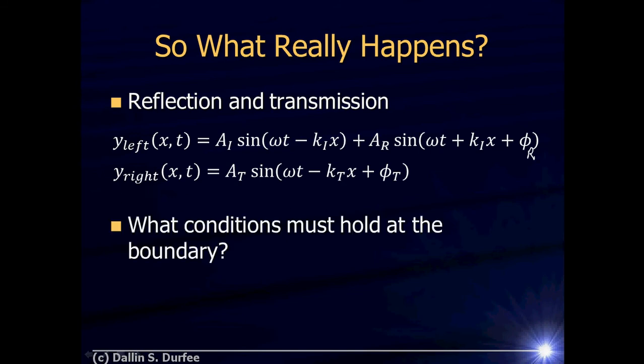Okay, and then what conditions must hold at the boundary? We're going to let our boundary be x equals 0 for simplicity. We'll define it to be x equals 0. What has to be true? At x equals 0, these two displacements have to be the same. The two ends of the string have to track together. It can't break. And the slope of these with respect to x also has to be the same. So those are our two boundary conditions.